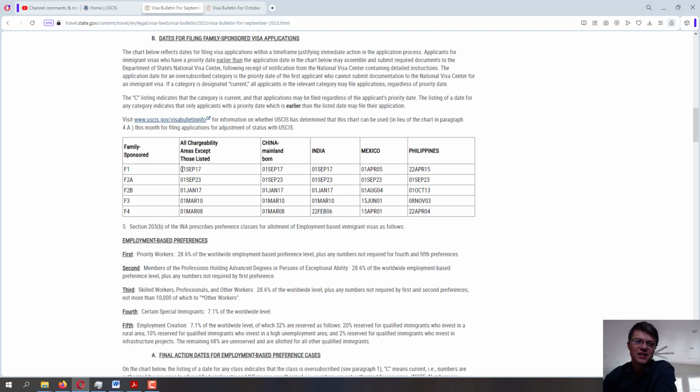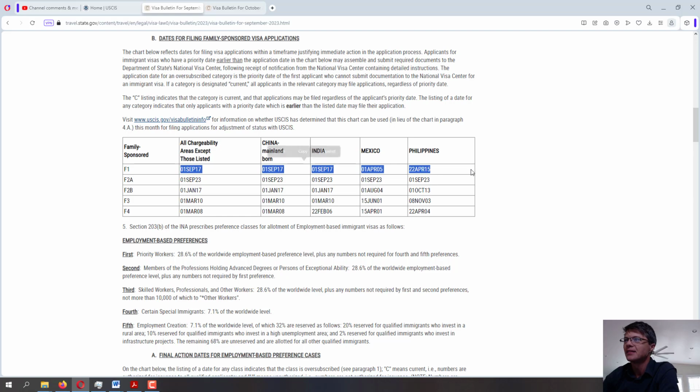So it's exactly the same graph, but obviously we'll show a little bit later dates because this is now the NVC portal opening up. So it's just kind of like halfway throughout the process. So we got September 17, September 17, September 17.